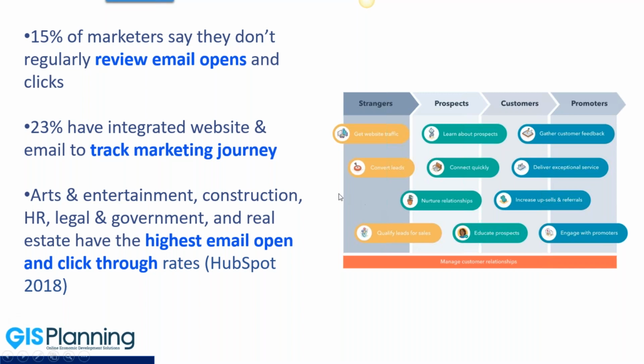So here we've got just some stats and figures. 15% of marketers say they don't regularly review email opens and clicks. 23% have integrated website and email to track their marketing journey. I thought this was kind of interesting: arts and entertainment, but more specifically government and real estate, have the highest email open and click-through rates. And I thought that was really interesting.